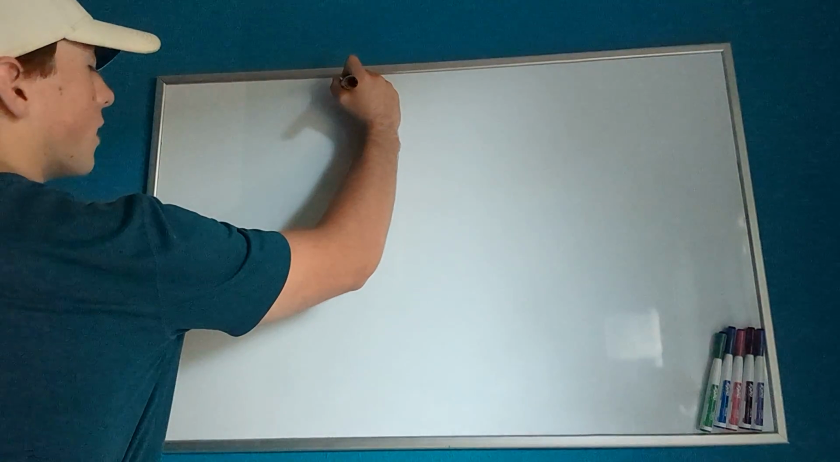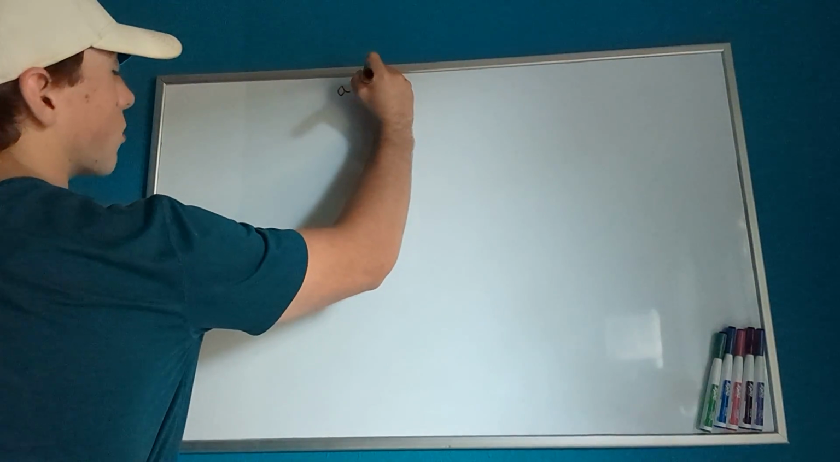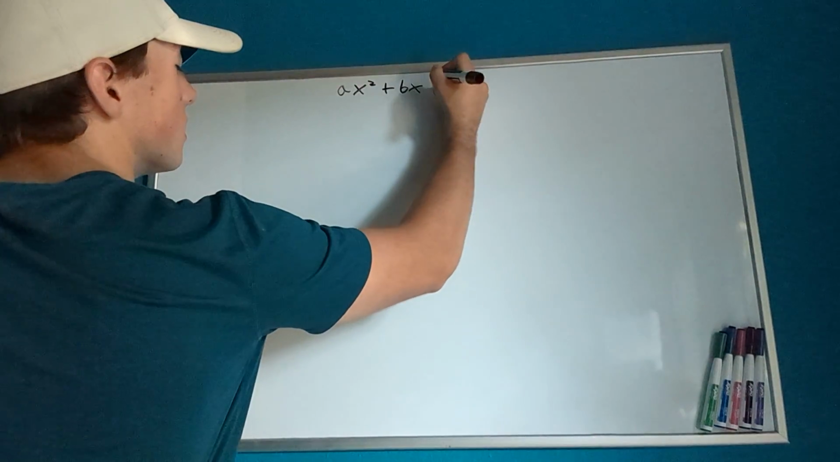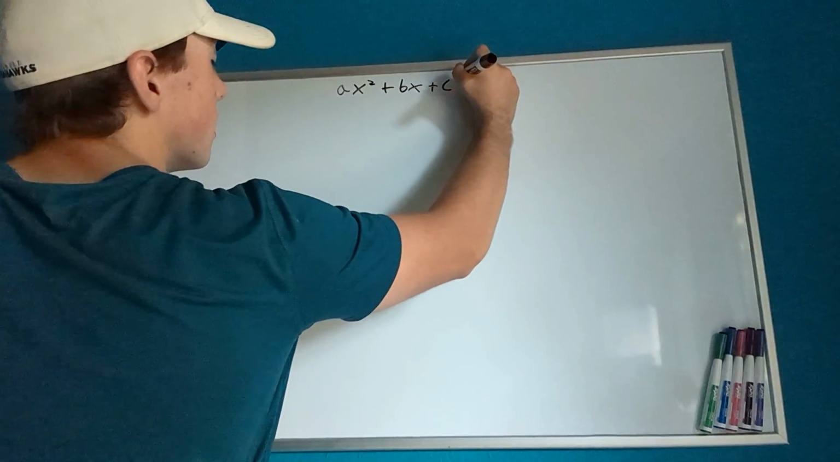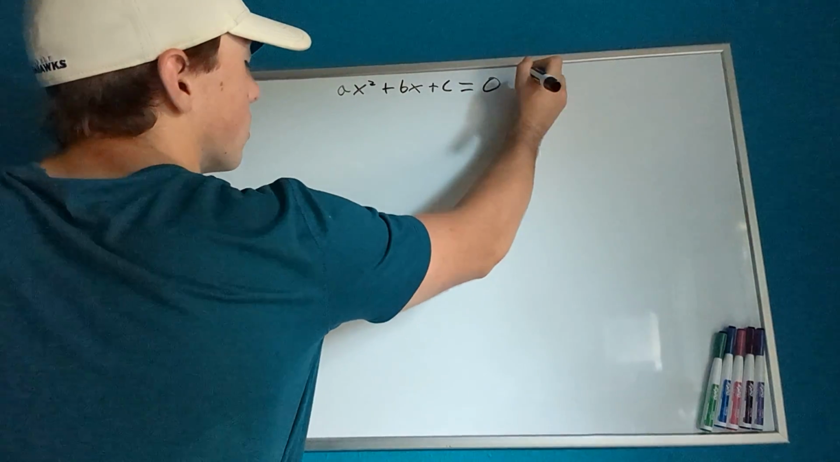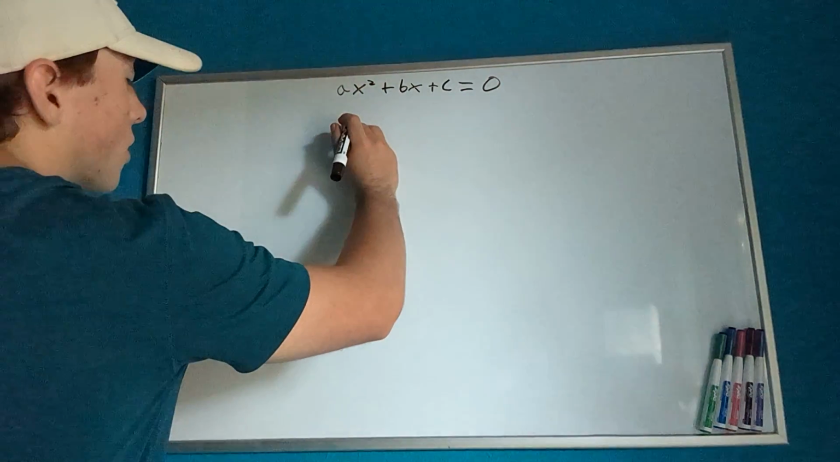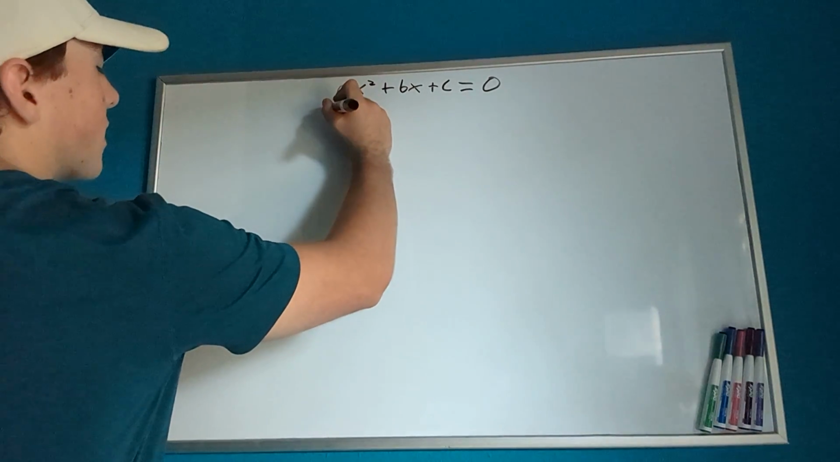If you're watching this video, you've probably used the quadratic formula before. Today, I want to prove that to you. So let's start off with the standard form for a quadratic, which is ax squared plus bx plus c equals 0, right? Then the next thing that we want to do is divide everything by a.